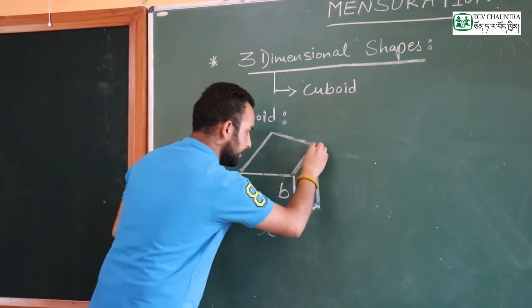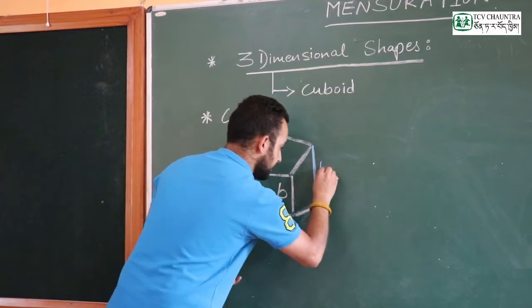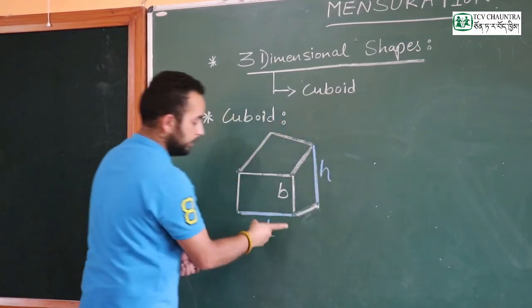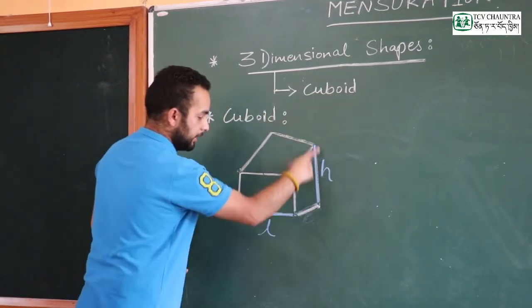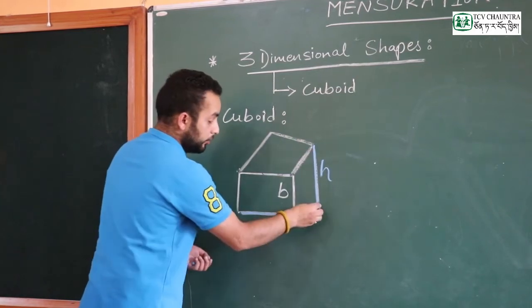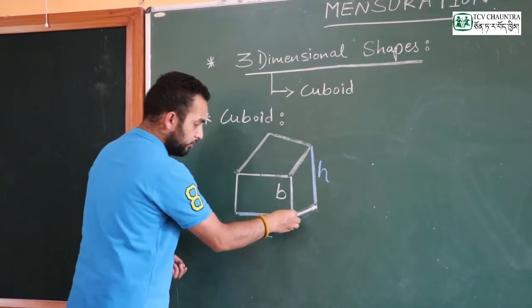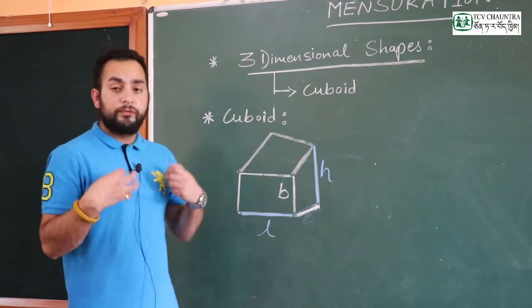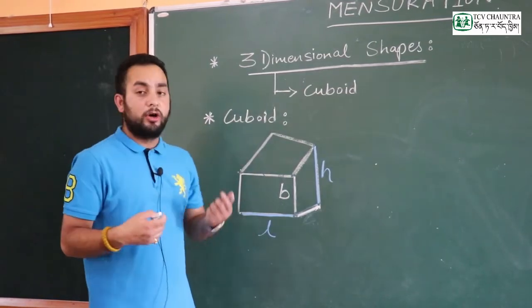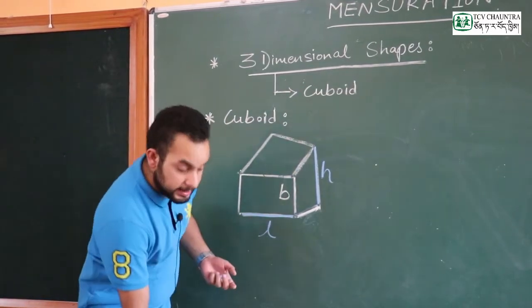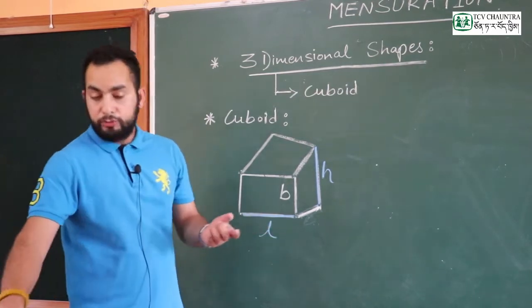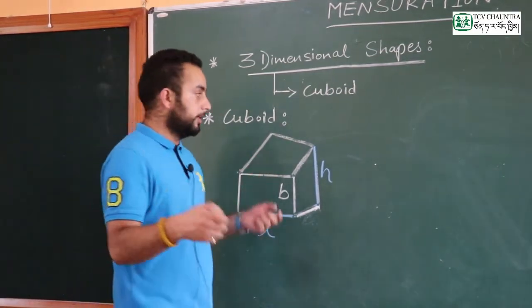This is our breadth and the outer one is the height. So length, breadth and height. First of all we are going to find out the total surface area of cuboid, or you can say the surface area of cuboid.